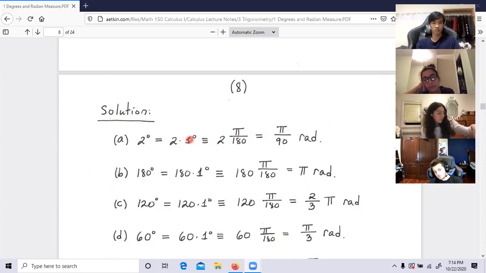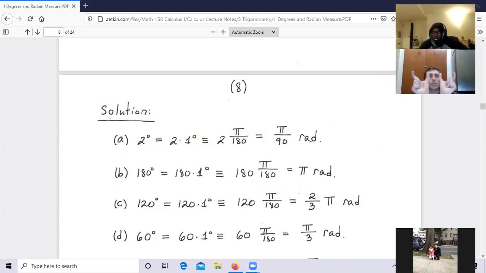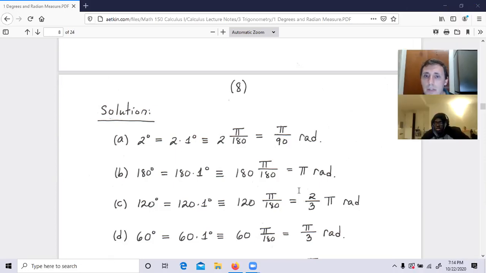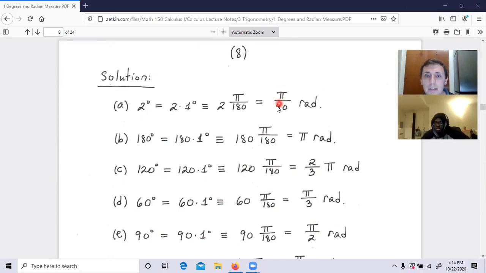2 times 1 degree, 1 degree carries π/180, because what we have is this. You see, we have 360 and 2π, which means 1 degree carries 2π/360, which is π/180. Good. So then we get π/90.